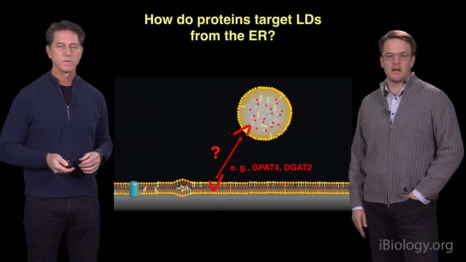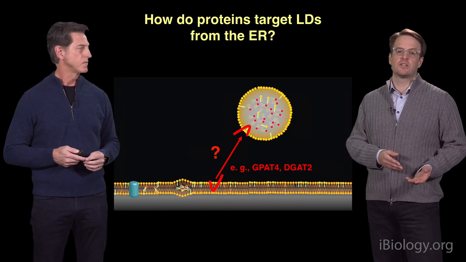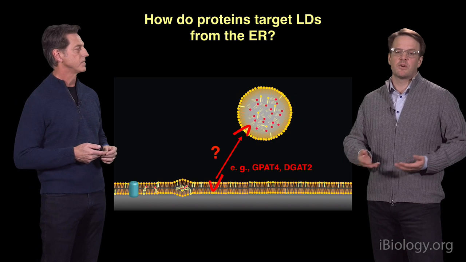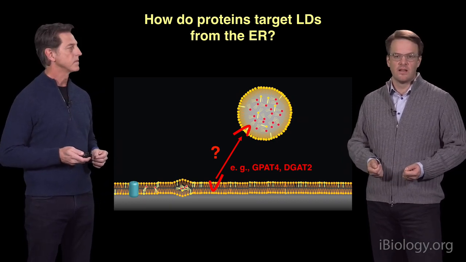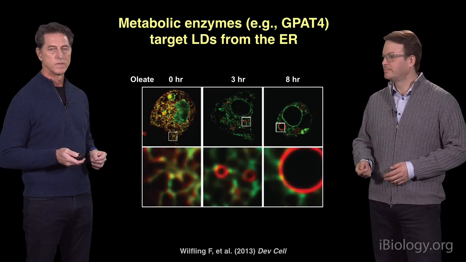Now, how about that second pathway? I mentioned to you in the beginning that proteins can be inserted into the endoplasmic reticulum and then reach the lipid droplet from there. But of course, proteins don't just hop in and out of membranes, and there must be a pathway that allows them to go from one membrane onto the lipid droplet.